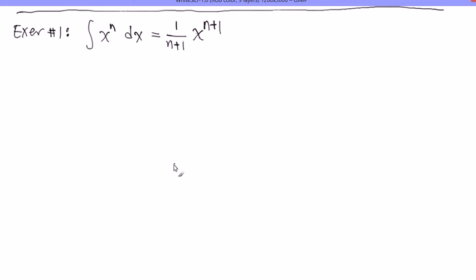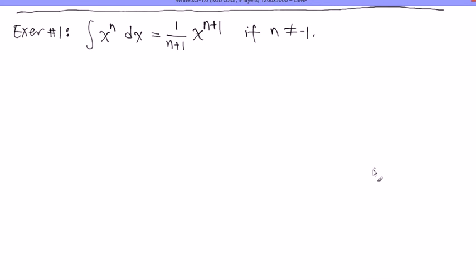But this is not the full answer. There's a condition. This only makes sense if n cannot be negative 1. You wonder then what happens when n equals negative 1, right? Okay. Let's just take care of that now.